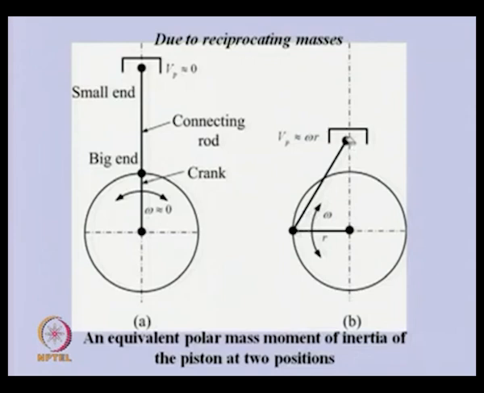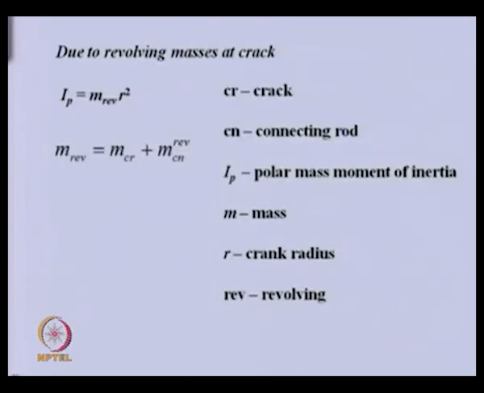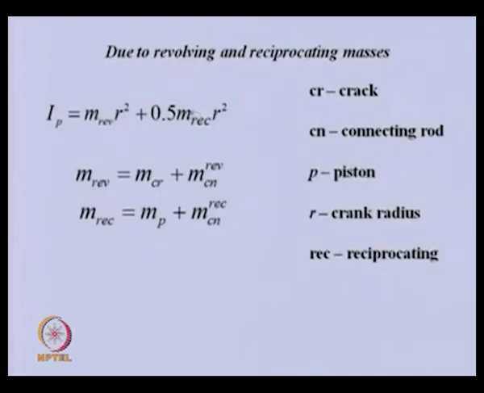So, for the reciprocating part, when we want to analyze the polar moment of inertia, we will be taking half of the reciprocating part, as it is attached at the crank radius. So, this was the previous one which we obtained, this one, and from the piston now we are getting this.